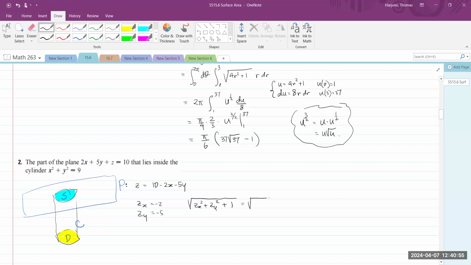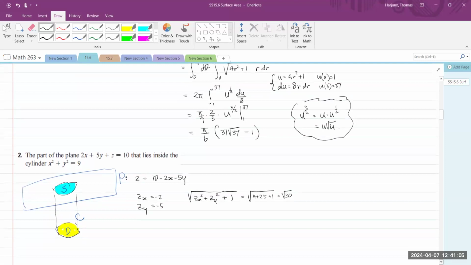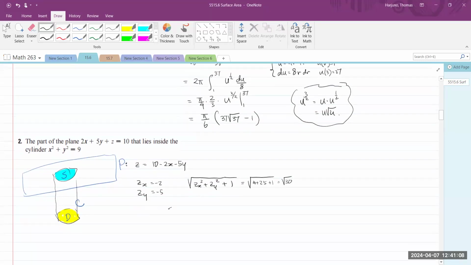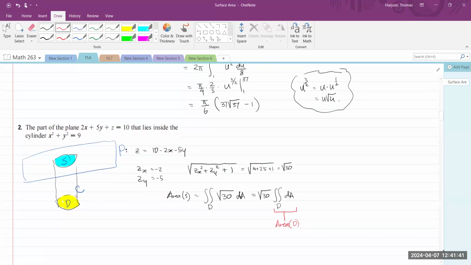This is square root of 4 plus 25 plus 1, that's square root of 30. Okay, so notice that then our integrand, the surface area of surface S, has double integral over D square root of 30 dA. Is it right? But this is equal to square root of 30 times the double integral over D of dA. Now, again, if you think about it, this integral here is the area of D. Okay, that's the area of D.